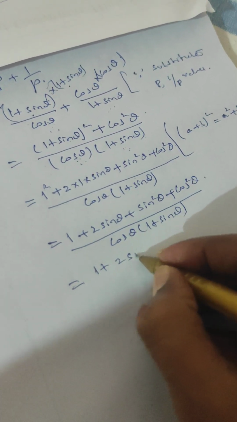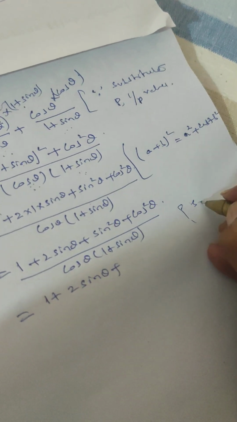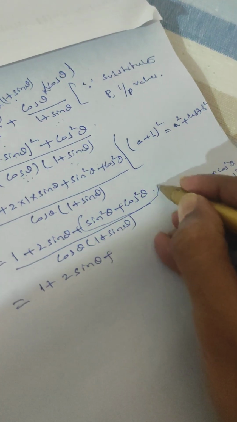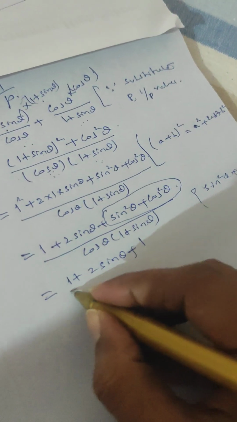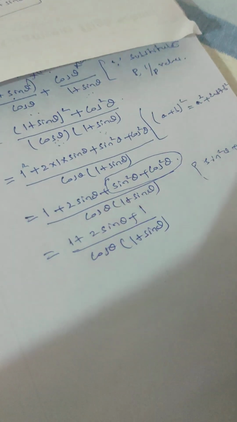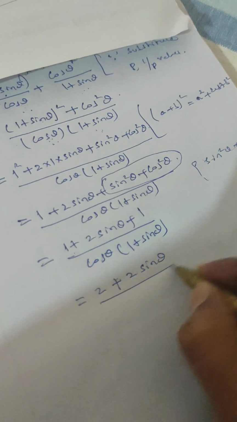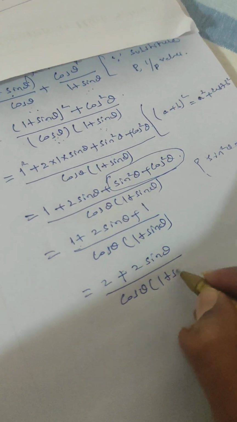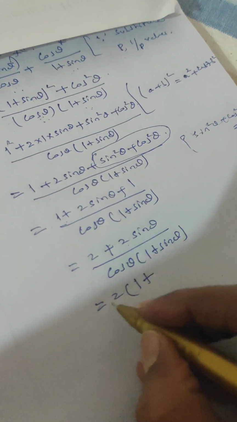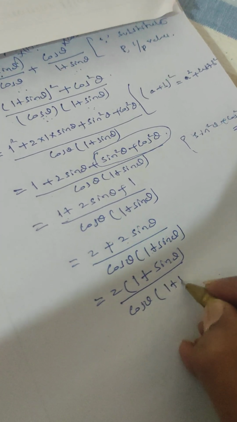Now 1 plus 2 sin theta plus, what is the value of sin square theta plus cos square theta? By identity we know that sin square theta plus cos square theta is always equal to 1. So wherever I get sin square theta plus cos square theta, I replace it with 1, whole divided by cos theta into 1 plus sin theta. Now 1 plus 1 you will get as 2, plus 2 sin theta, whole divided by cos theta into 1 plus sin theta. Now in the numerator you can take 2 common. If you take 2 common, you remain with 1 plus sin theta, whole divided by cos theta into 1 plus sin theta.